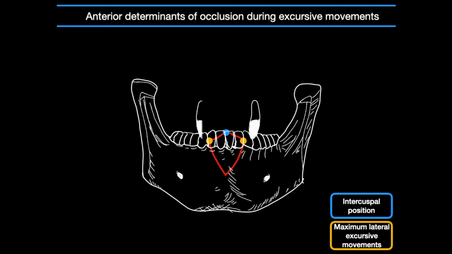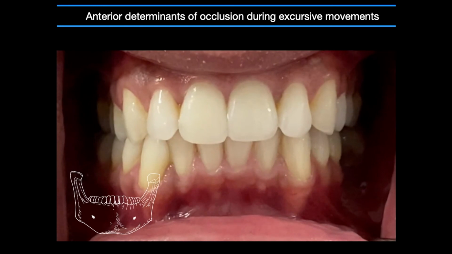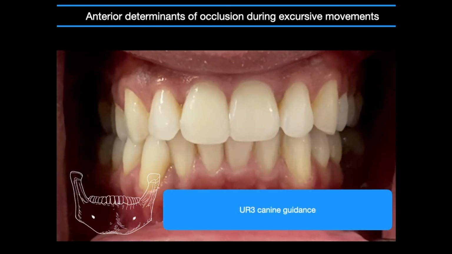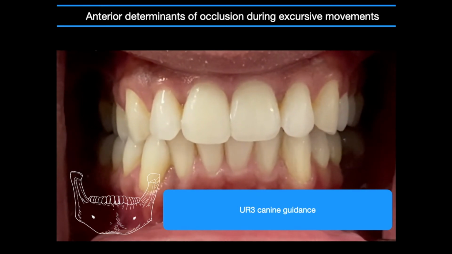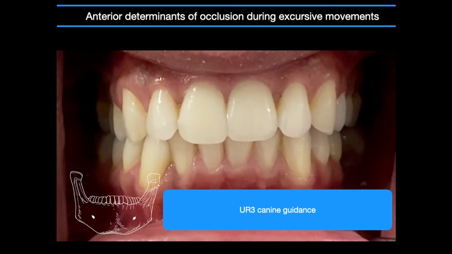Let's now describe the anterior determinants during the excursive movements, which are usually the canines. As you can see in this case, the contact between the upper right three and the lower right three guides the right mandibular lateral movement and prevents posterior tooth contact during excursive movements. The articulation scheme, where the canine prevents the posterior tooth contact during lateral movement, is called canine guidance.